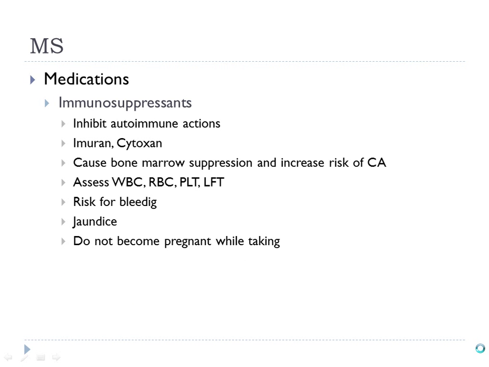Again, we can use these immunosuppressants, these cytotoxic medications like we do in lupus and rheumatoid arthritis, to decrease the autoimmune process. But again, pancytopenia, the risk for bleeding because of the low platelets, jaundice would be because there are liver problems. And again, these medications are contraindicated in pregnancy because they also kill cells that are rapidly dividing, aka an embryo or fetus, right?